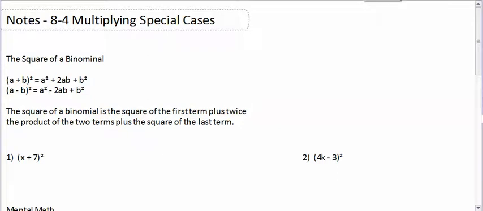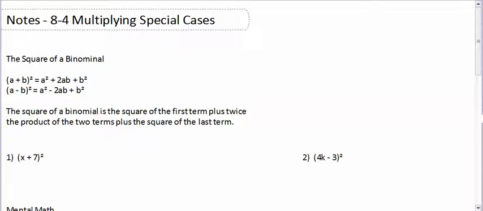Alright, today's lesson is Notes 8-4, Multiplying Special Cases. We are going to skip a couple of pages in your composition book. I'm going to ask that you put these notes on the left-hand side of page 57 in your composition book. I didn't give you a paper to take notes on, I just want you to do them directly into your composition book. Okay, first of all, let's start with the definition of the square of a binomial.